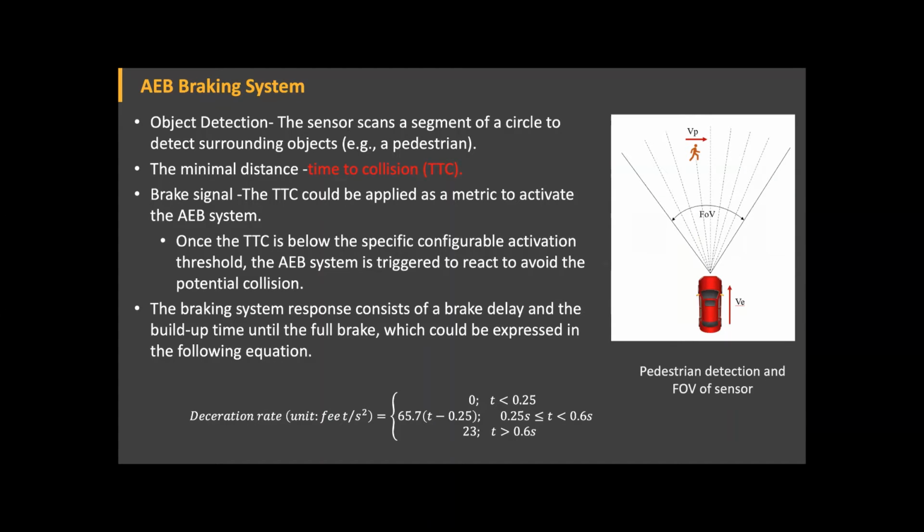For our study, the sensor scans the signal in a circle while transmitting detection rays to detect surrounding objects. In this case, it's a pedestrian. The minimum distance between the ego vehicle and the moving object can be used to calculate the time to collision, the TTC. We apply the TTC as a metric to activate the braking signal of the AEB system. Once the TTC is below the specified configured threshold, the AEB system is triggered to react to avoid the potential crash. The braking system response consists of the brake delay and the build-up time until full brake, which can be expressed in the following equation. As you can see in the equation, the numbers are from the literature.